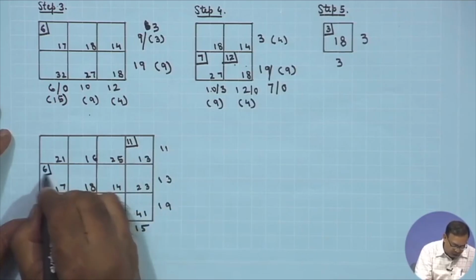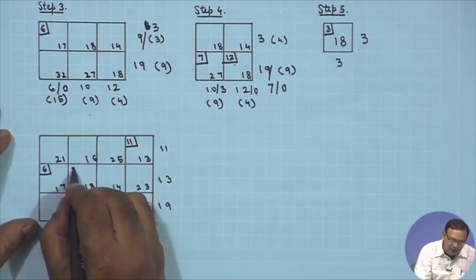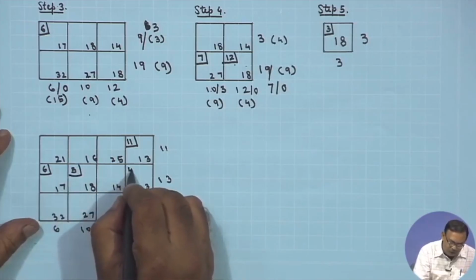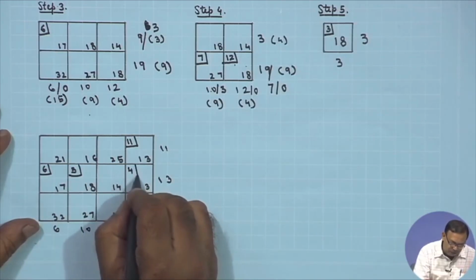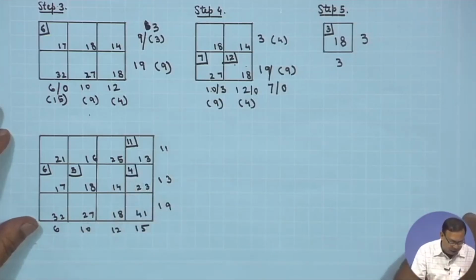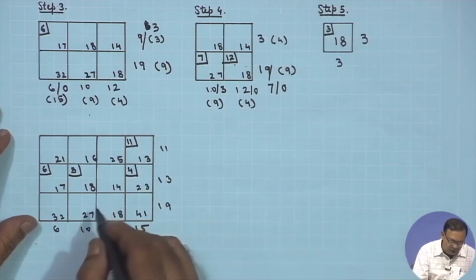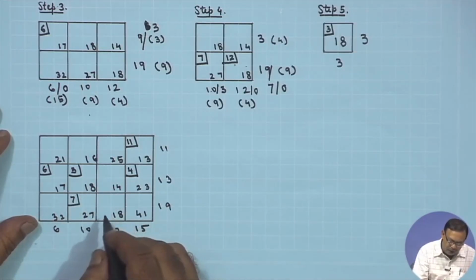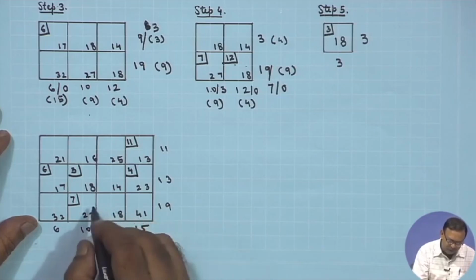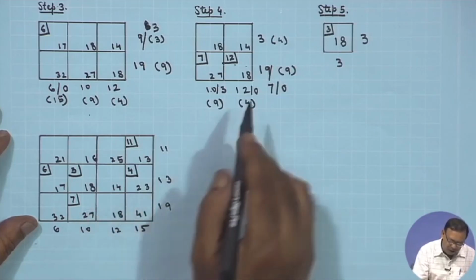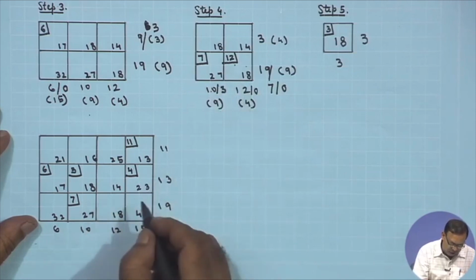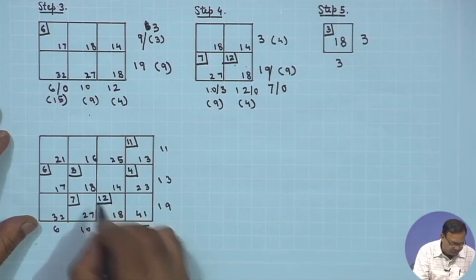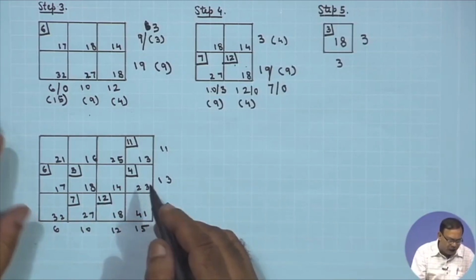So, 6, after that you are having 3, on this row one more, that is 4, and then you are having 7 and you are having 12. You are having 7 and here it is 12. So, this is your final allocation.